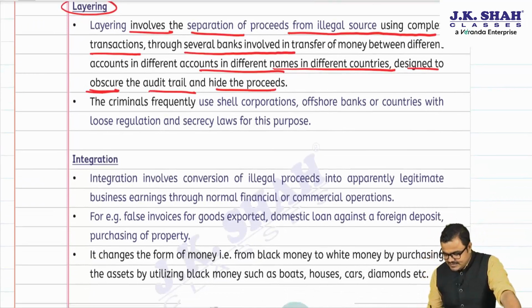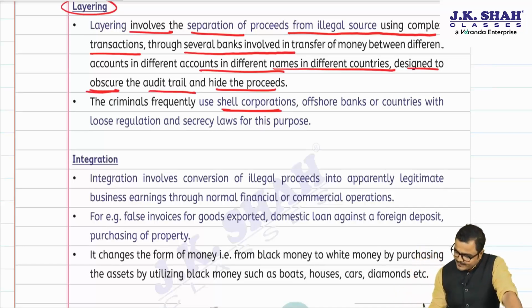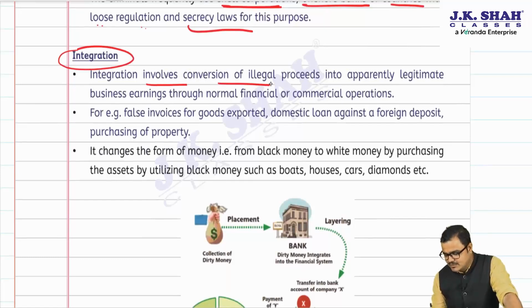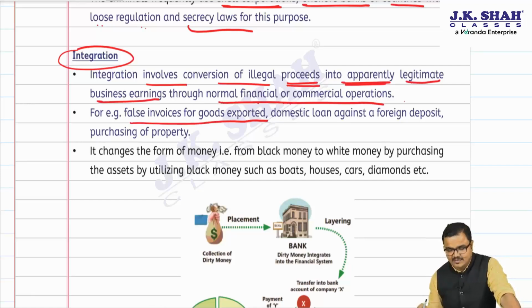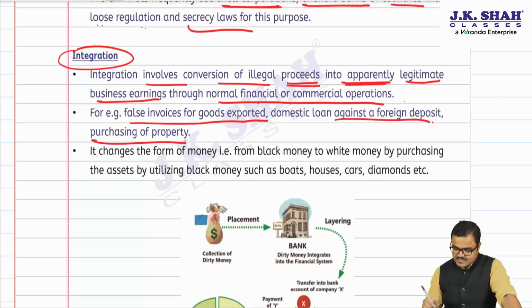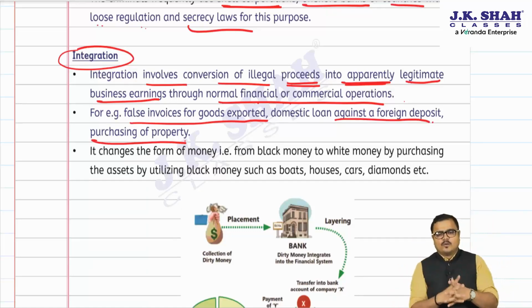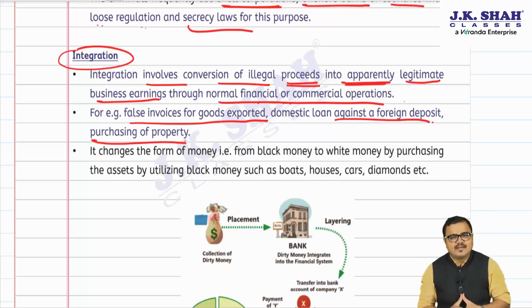Generally they use shell corporations. What are shell corporations? Companies that exist only on paper, with no real existence. They also use foreign banks, offshore banks and countries with loose regulations and secrecy laws for this purpose. And finally it comes to integration. It involves conversion of illegal proceeds into apparently legitimate business earnings through normal financial or commercial operations. Examples: false invoices of goods exported, domestic loan against foreign deposit, purchasing of property. These are all methods by which we try to show the government that this money was earned through a legitimate source.